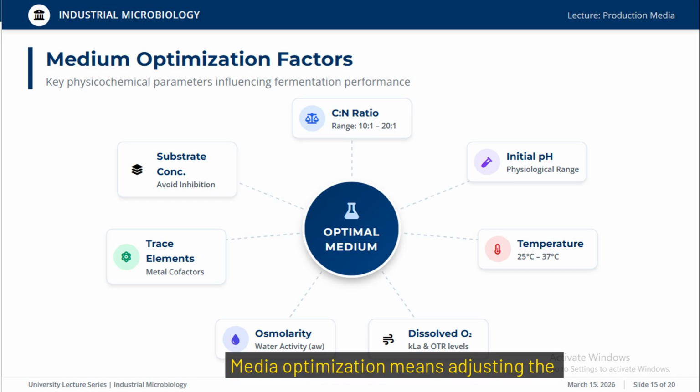Media optimization means adjusting the composition and concentration of medium components to maximize process performance. Several factors influence optimization.